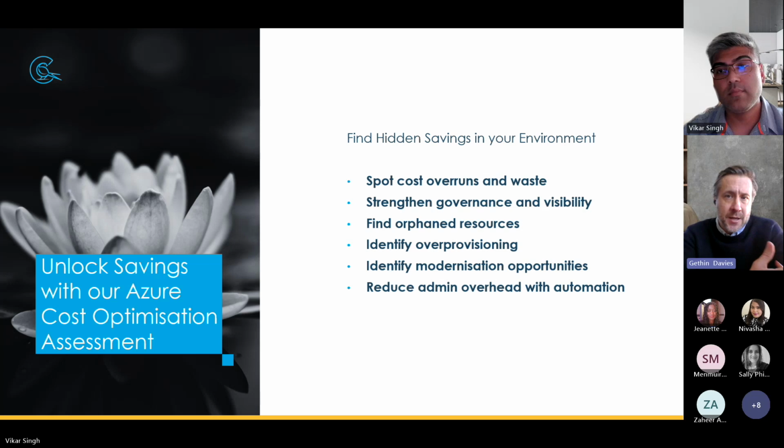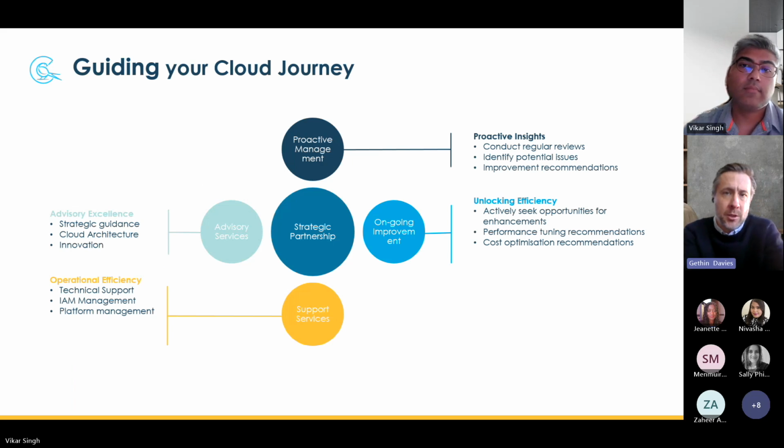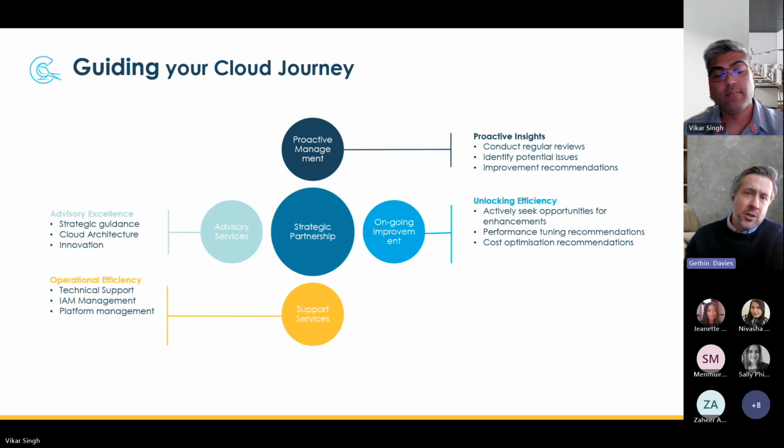And then by the end of the assessment, you'll have a clear roadmap to optimize your Azure costs and improve your overall cloud efficiency. It's definitely a proactive approach to potential upcoming costs. So it's not only helping with immediate cost savings, but also setting the foundation for sustainable cost management in the long run as well. Essentially, we're looking at turning potential risks into opportunities for savings and growth. So that's the cost optimization assessment.